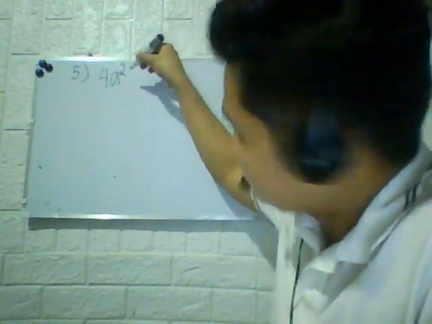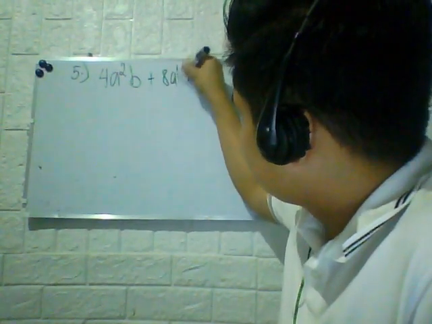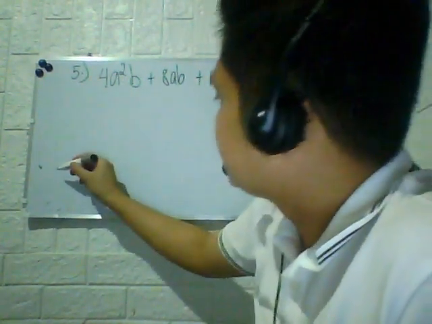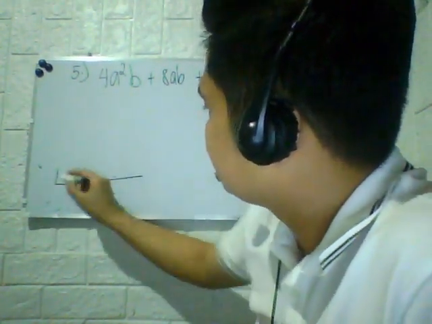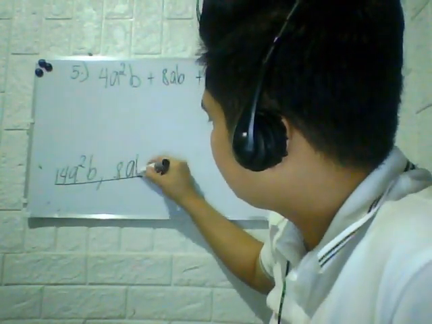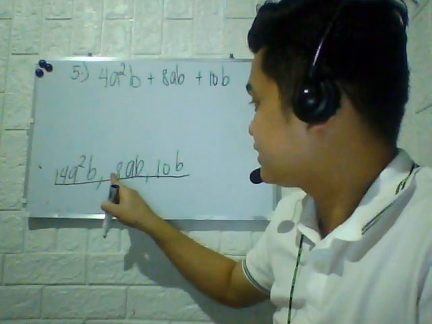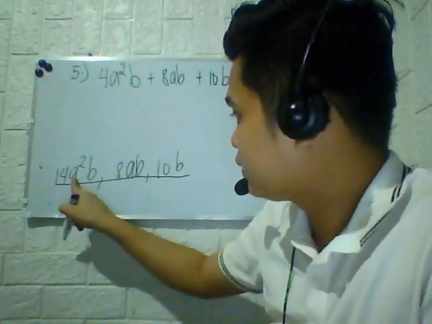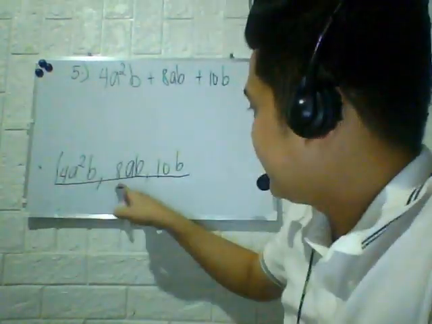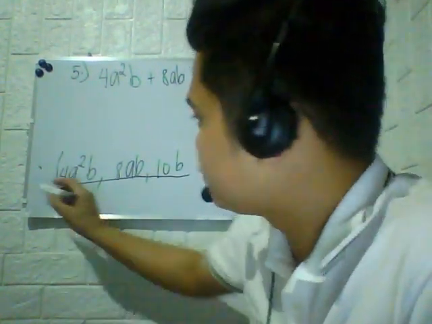4a squared b plus 8ab plus 10b. Hanapin na natin yung GCF nila: 4a squared b, 8ab, 10b. We focus first sa mga constant. Huwag kayong palilito, hindi siya 9. That's 4a squared b. 4, 8, and 10, they have a constant GCF, a whole number GCF of 2.